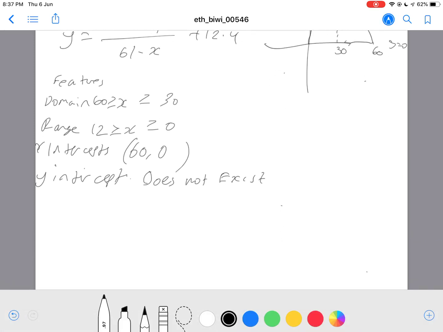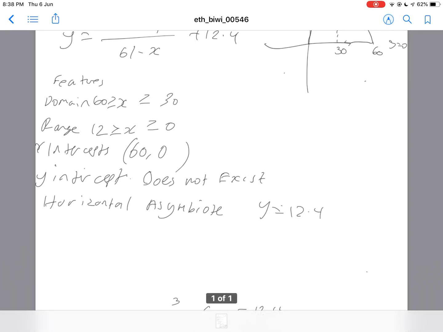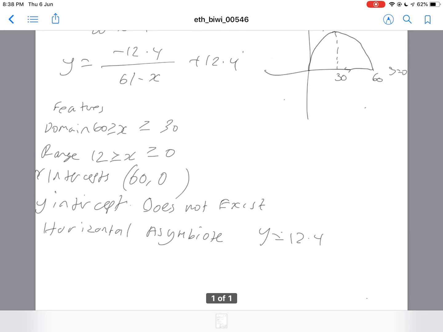Okay, and we're going to say our asymptotes now. So horizontal asymptote remains the same, okay? So y equals 12.4. So y cannot be 12.4 because if y is 12.4, then it's impossible. Okay, so it's impossible because you can't divide by 0 in math.